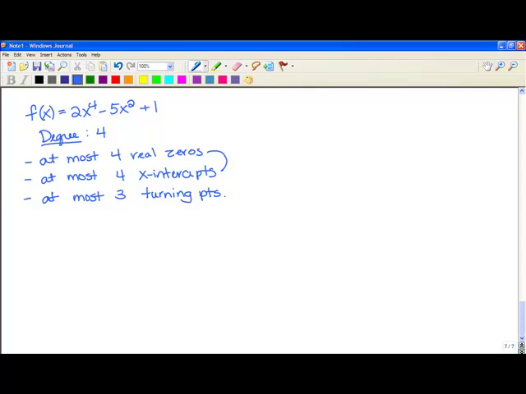Now keep in mind, I'm saying at most, or the maximum number of. It doesn't mean that we have 4 exact real zeros or x-intercepts. We could have less than that. And it doesn't mean that we have 3 turning points for this problem. Again, we could have less than 3. But we cannot have any more than 4 real zeros. We cannot have any more than 4 x-intercepts, or any more than 3 turning points.